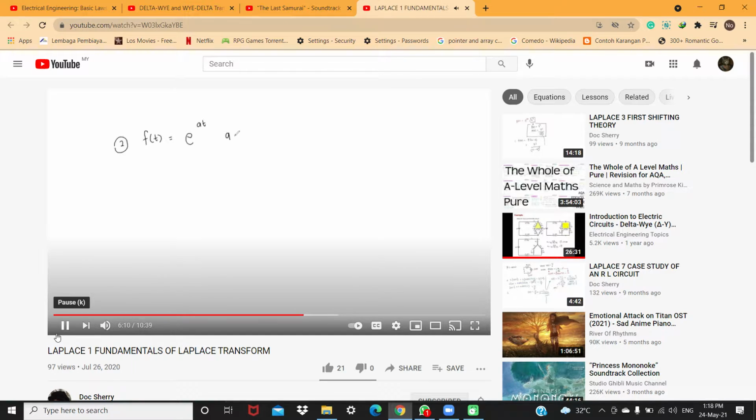Now here a itself is a constant. It can be any value, 1, 2, 3, doesn't matter. Let's assume a is a constant.